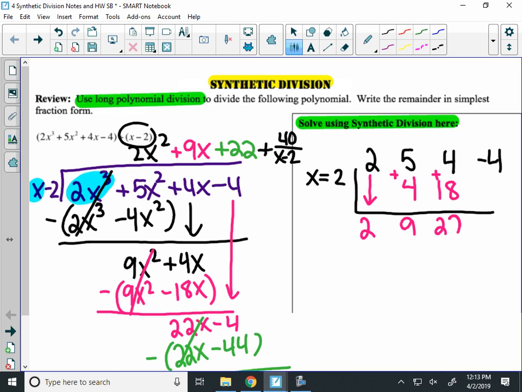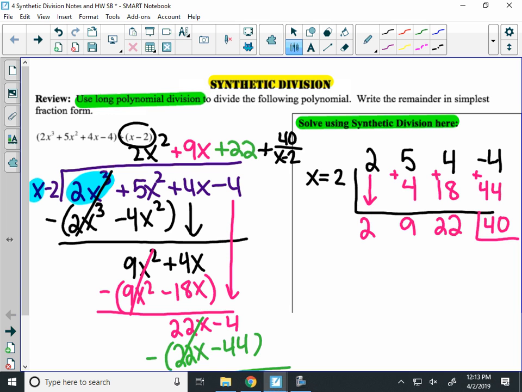Are you remembering some of these numbers from the previous problem? 22 times 2 is 44, and negative 4 plus 44 is 40. Now, the last number, I like to put it in its own little box. That number here is the remainder. The last number you get is the remainder.